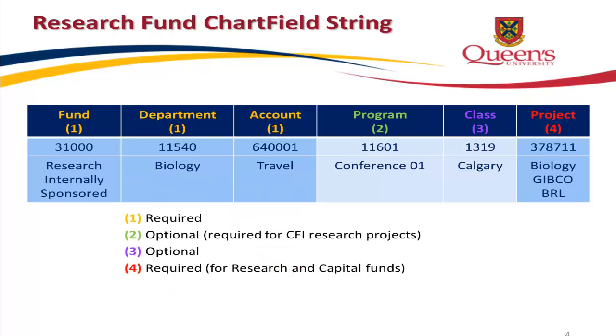Each entry in a journal must contain the appropriate chart field string in order to ensure the transaction is accurately recorded in the general ledger. Chart field values include the following fields: the fund, department, account, program, class, and project. The fund, department, and account fields are mandatory fields. The program field is optional, with the exception of projects funded by the Canada Foundation for Innovation. For these projects, the program field must be indicated for each transaction. The class field is optional, and the project field is only required for the research and capital funds.